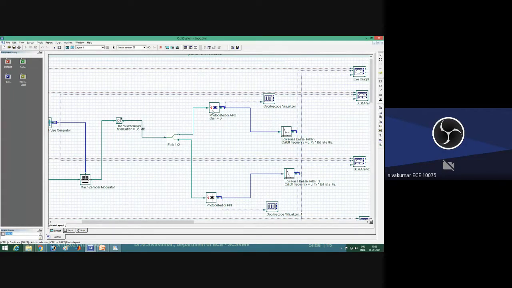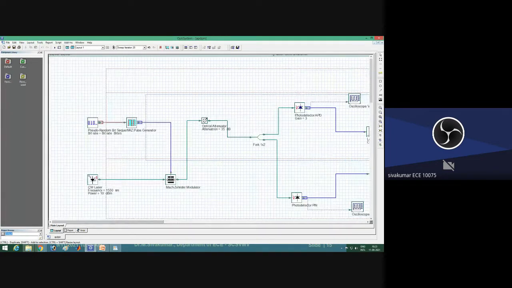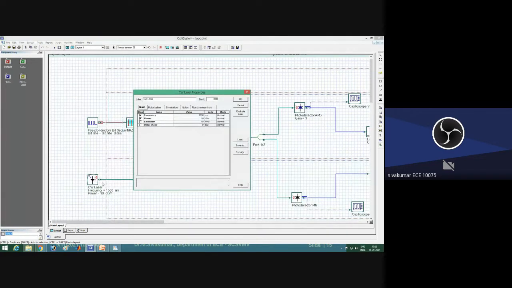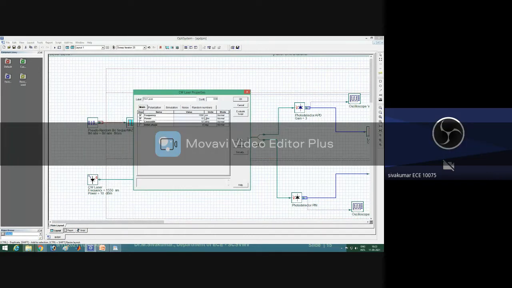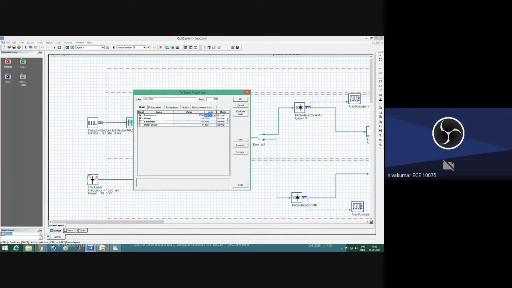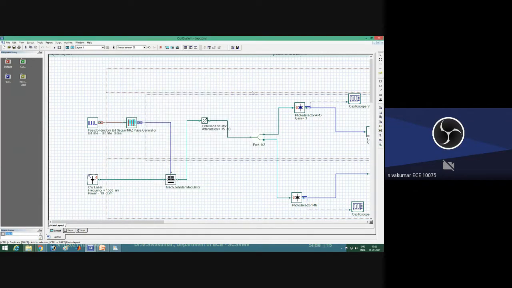Now, the parameter settings. For the CW laser, you can set the frequency and power. In terms of nanometers, I have given it here. If you use the unit in terahertz, it is 193.1, and you also give the power. Next, this is the modulator. Here there is no need to change anything.